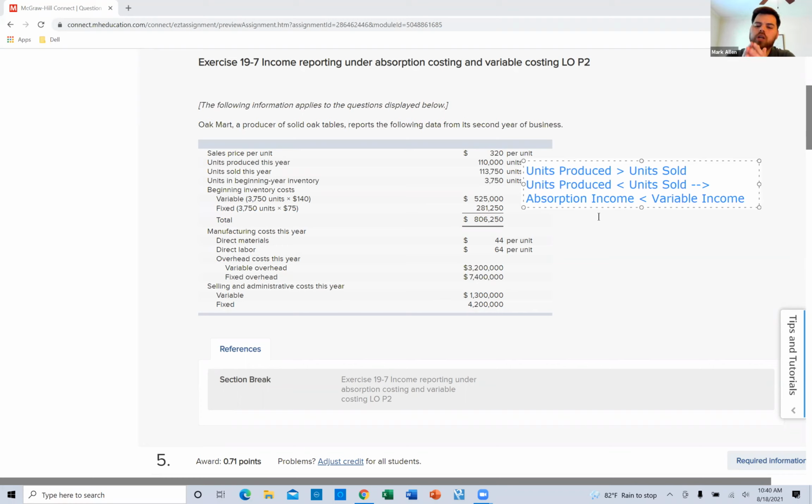But I should know for sure absorption will be less than variable. If I get to the end and I find that that's not happening, then I know I've made a mistake somewhere along the way, because this is what the rule says. If units produced, in this case 110,000, is less than units sold, in this case 113,750, then absorption income is less than variable income. And that will always be true. So with that going forward, we'll now go ahead and start on our absorption costing.